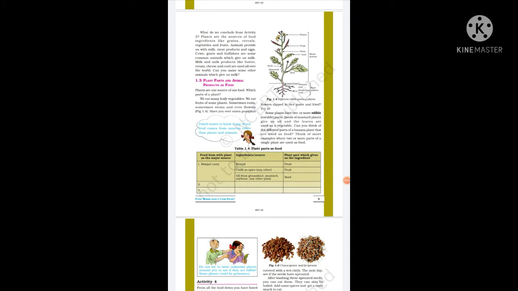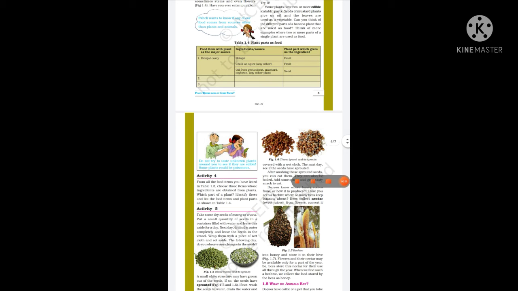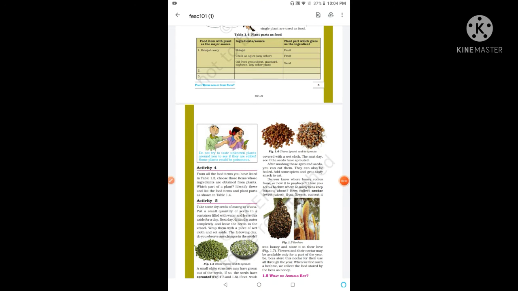Today we are doing part 2 of class 6 science chapter, that is food, where does it come from. I hope you all remember that we have done till this edible or eatable parts, right? Today we have to do activity 4, right? So I hope it's clear to you, right?